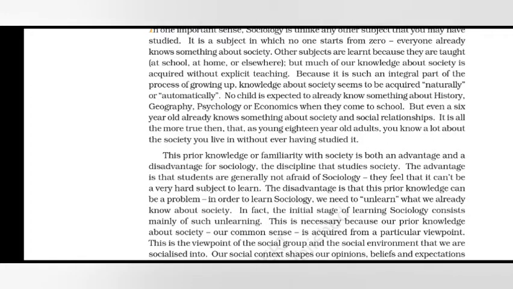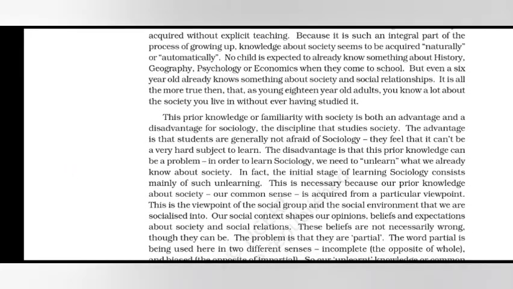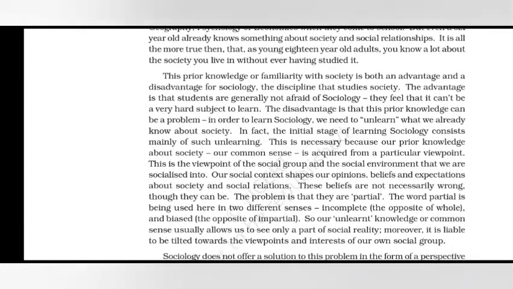Because it is such an integral part of the process of growing up, knowledge about society seems to be acquired naturally or automatically. No child is expected to already know something about history, geography, psychology, or economics when they come to school. But even a 6-year-old already knows something about society and social relationships. It is all the more true then that as young 18-year-old adults, you know a lot about the society you live in without ever having studied it.